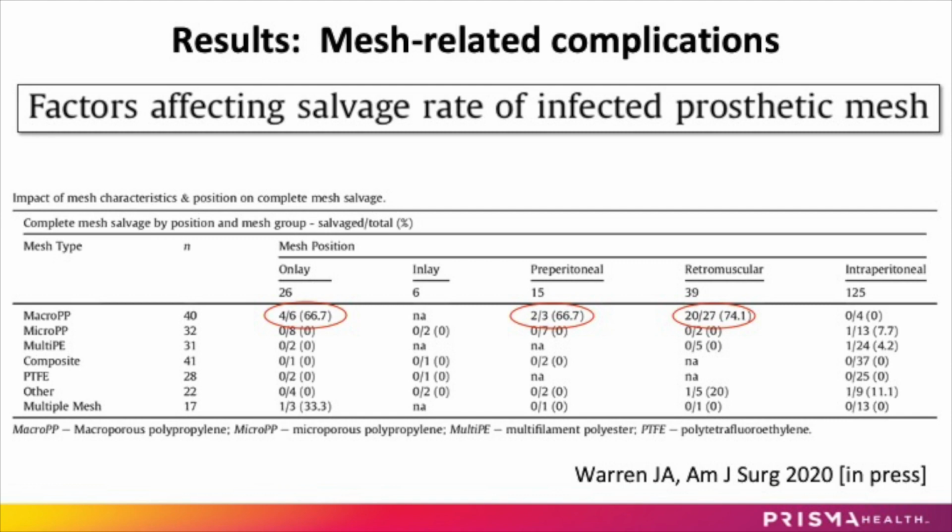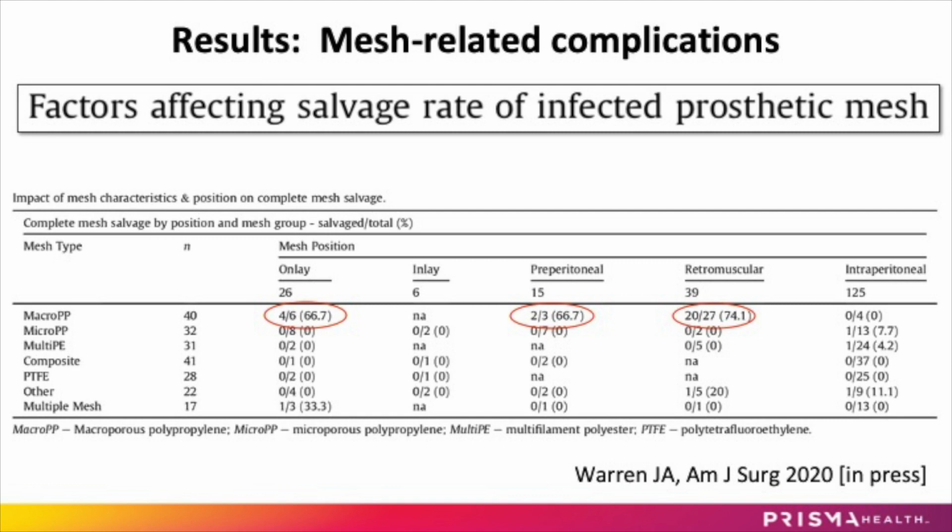We evaluated based on position within the abdominal wall as well as various mesh characteristics, including the pore size, monofilament or multifilament nature of the mesh, etc. What we found is that when mesh was placed in an extraperitoneal position, either in an onlay, preperitoneal, or retromuscular position, and it was a large pore or macroporous monofilament polypropylene, mesh salvage was possible in over 70% of cases.